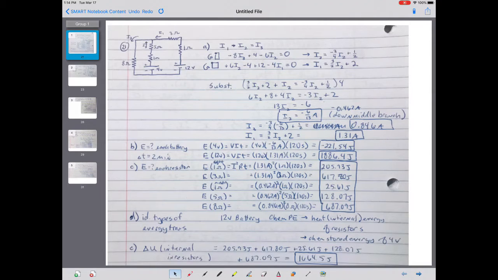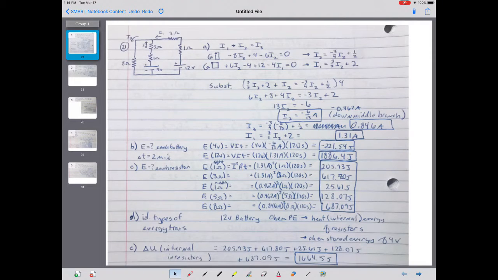This is AP Physics, assignment from Chapter 28, problems dealing with Kirchhoff's laws. I'm trying a little bit different format of going over the homework on this one, so give me feedback and let me know if you like this better.